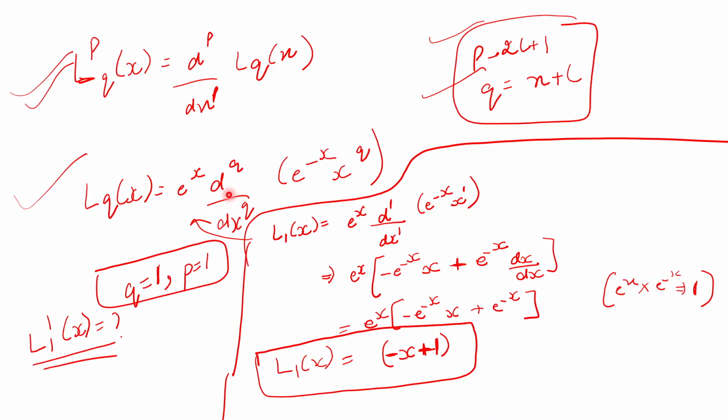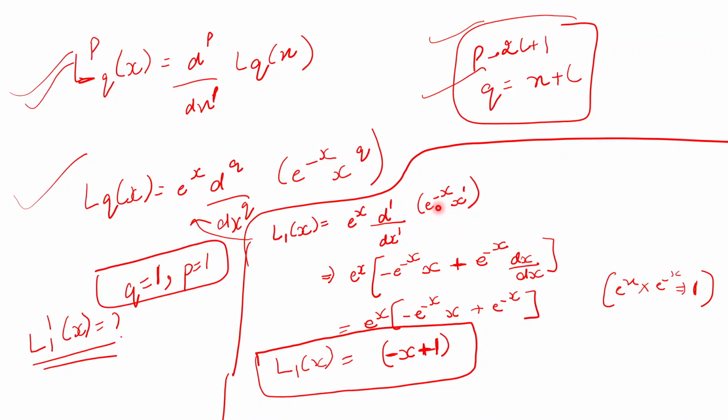So e^x d/dx as it is, and q was 1, so d^1/dx^1 into e^(-x) raised to power q. Q was 1, so we just have substituted the value of q in this equation. Then e^x we have written as it is. Now for differentiation of e^(-x) and x, as there are two functions, how will you differentiate it?